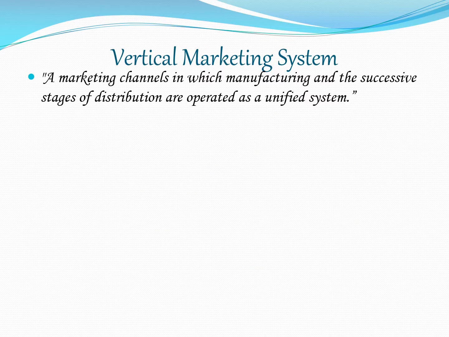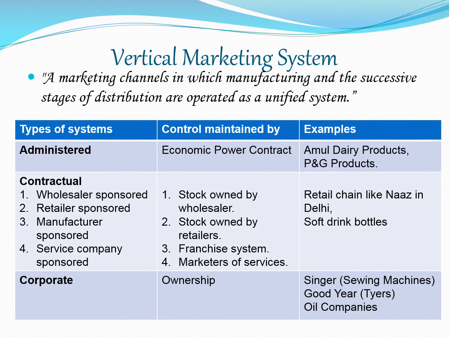Now, the vertical marketing system or marketing channels, in which manufacturing and the successive stages of distribution are operated as a unified system. These are the different types of systems, the control maintained by, and the examples. The administrative type of systems is one in which the control is maintained by economic power. The examples are Amul dairy products and Procter and Gamble products. Then there are the contractual type of systems, like wholesaler sponsored, retailer sponsored, manufacturer sponsored, or service company sponsored.